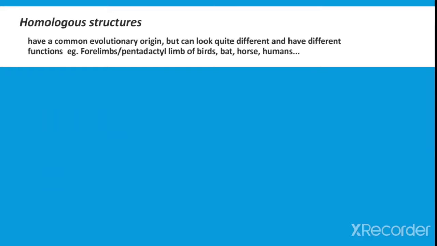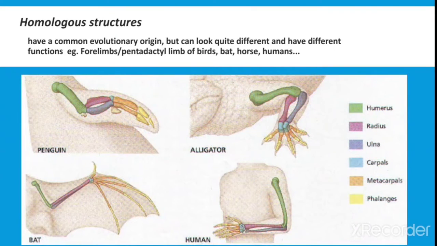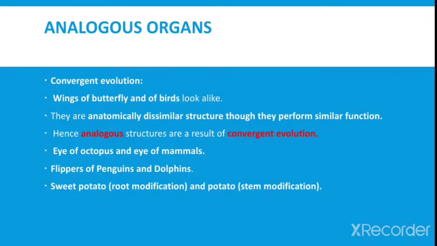So you can see homologous structures have common evolutionary origin, that is common ancestor, but can look different and have different functions. So pentadactyl limb. Pentadactyl means 5-digited limb, which you can see in bird, in bat, horse and human. They have all the same bones, arrangement is same. In all these animals, humerus is present, radius you can see, ulna, carpals, metacarpals and phalanges.